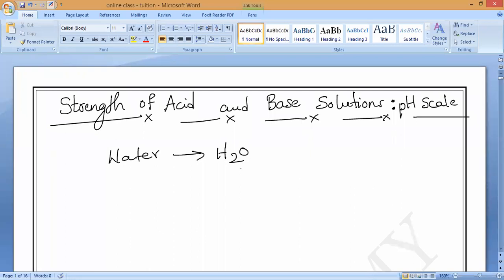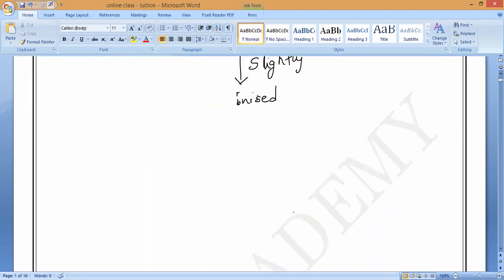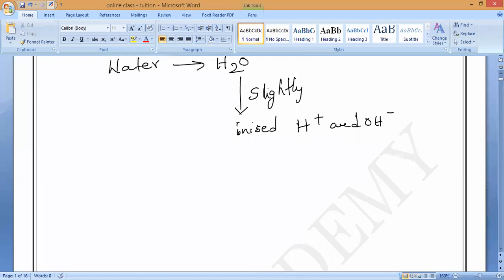Because if you observe very carefully, when H2O dissociates, or ionizes, you can say, it will be slightly ionized into both the ions. It will be ionized into H plus ions as well as OH minus ions. That is the reason. So water slightly dissociates into H plus ions and hydroxide ions.